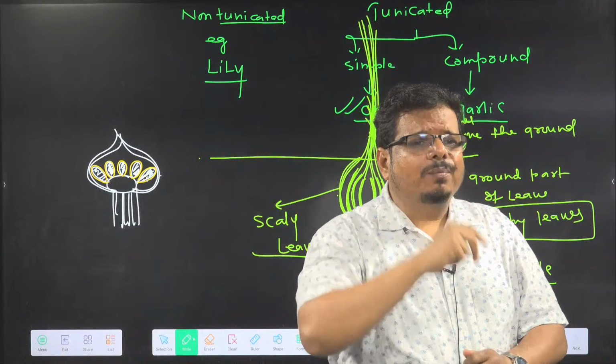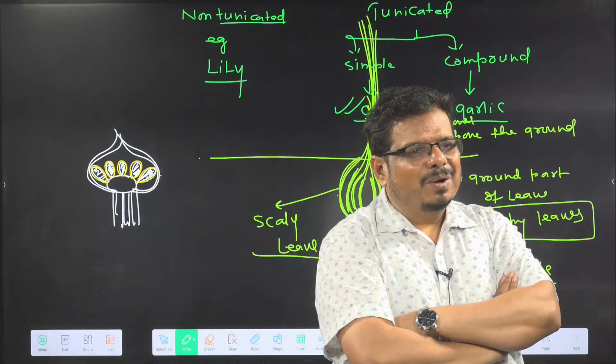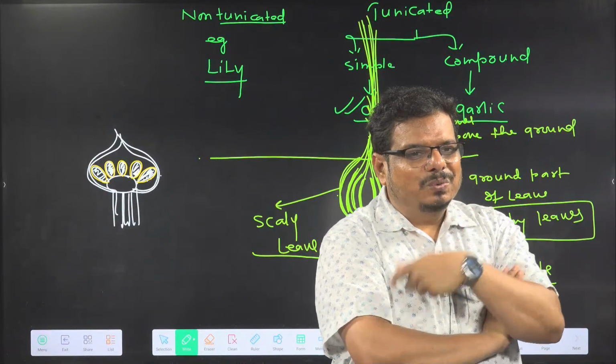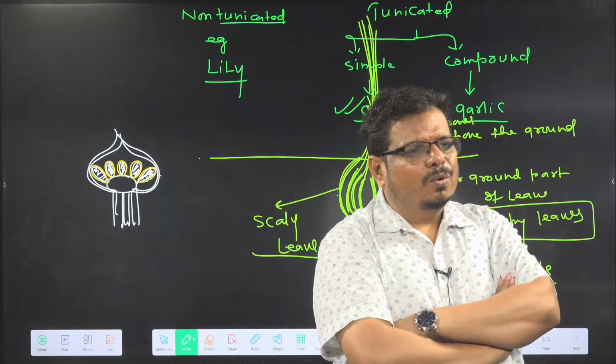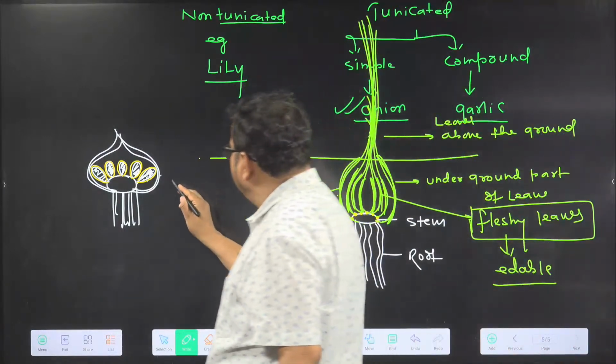So which kind of bulb is it? Compound tunicated bulb. How many layers of bulb tunics are there? Two. Each and every clove has a tunic and overall there is a tunic. So it is an example of which one? Compound tunicated.